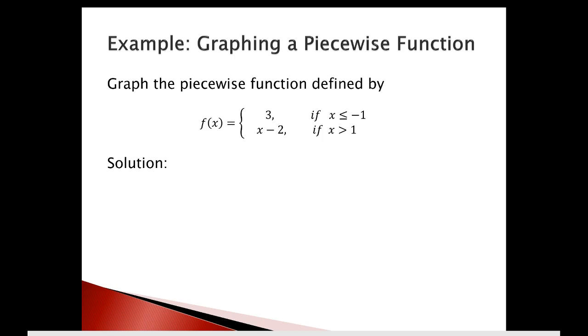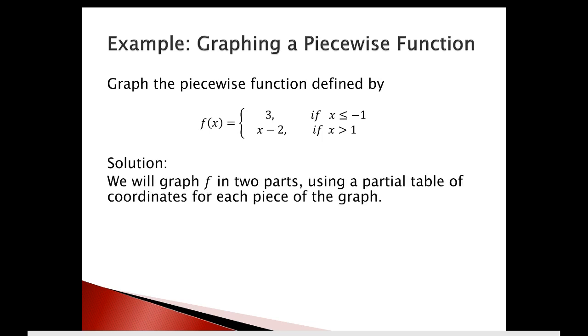Here we are going to graph the piecewise function f of x. It is given that if x is less than or equal to negative 1, f of x is equal to 3, and also if x is greater than 1, the value of f of x is equal to x minus 2. Before graphing this function, first of all we have to make two tables for f of x when x is less than or equal to negative 1, and also if x is greater than 1.